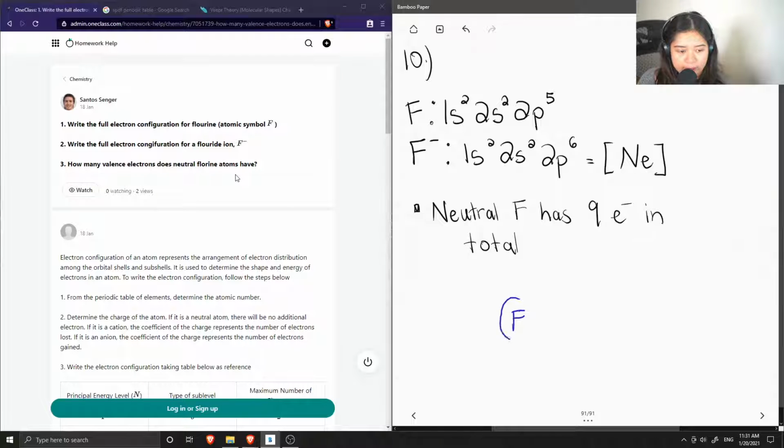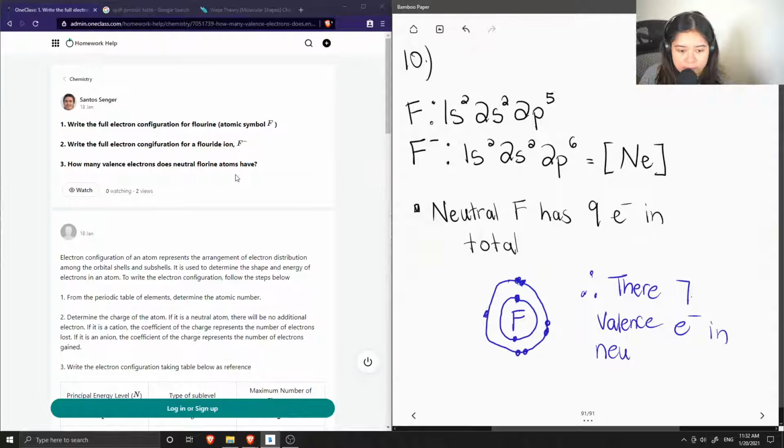So when we have a fluorine atom, we have 2 electrons in the innermost shell. So this is the 1s2 orbital. And then in the next shell, we draw the remaining 7. So therefore, we can say there are 7 electrons, or 7 valence electrons. So valence electrons refers to the electrons in the outermost shell, and you can see that it is the 7 that are shown here.